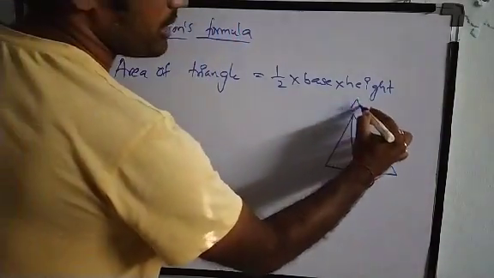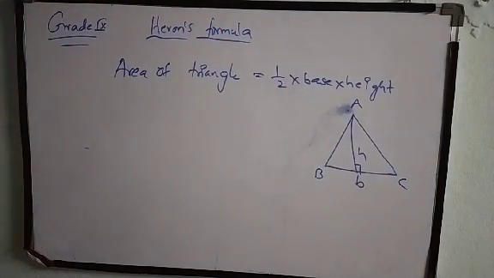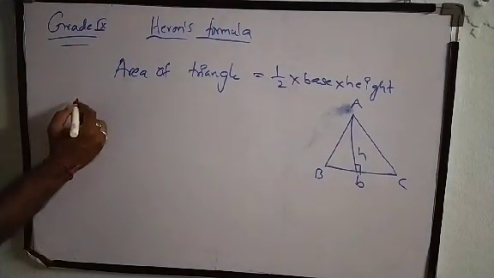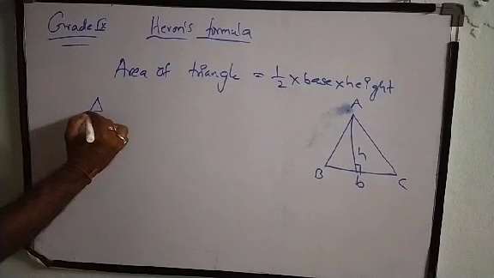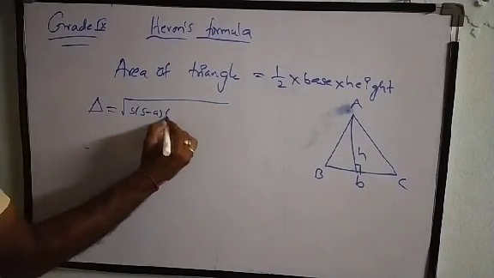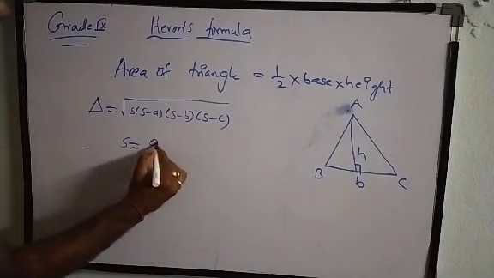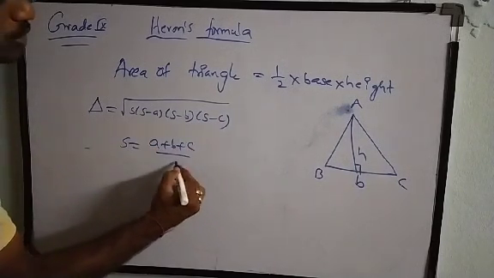So this is triangle ABC, in which the base and height general formula applies. Heron used the formula delta equals root of s into s minus a into s minus b into s minus c, where s is a plus b plus c by 2.